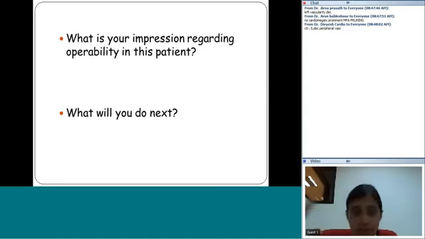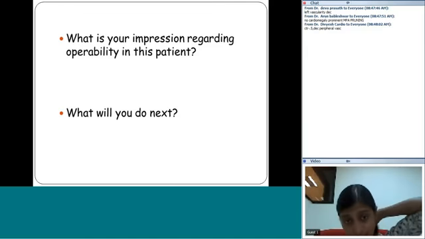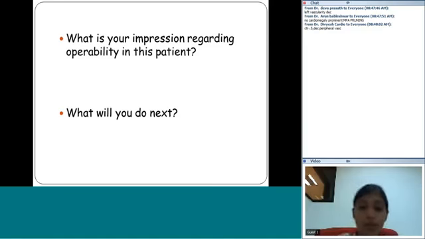What is your impression regarding the operability in this patient? From your clinical assessment, ECG and X-ray, do you think this patient is operable or not?